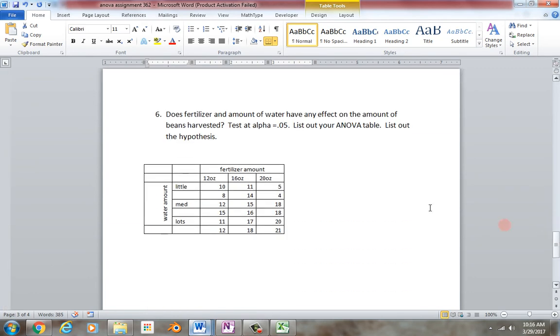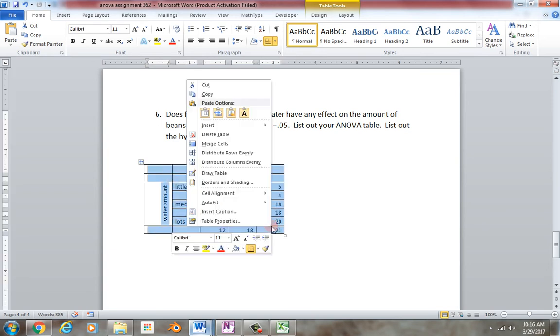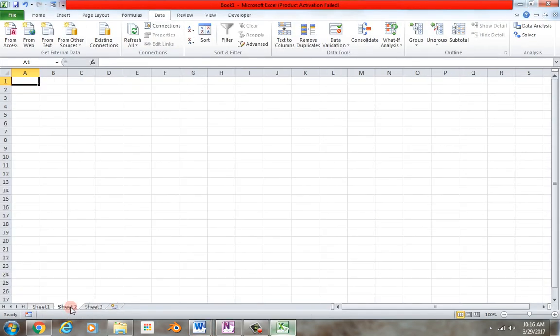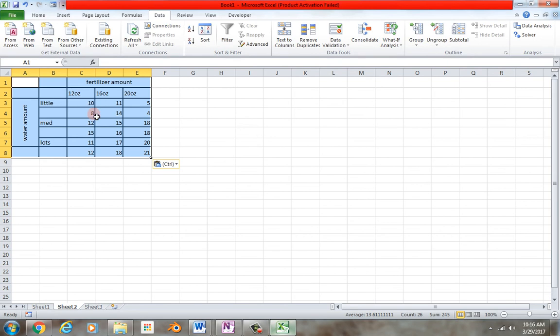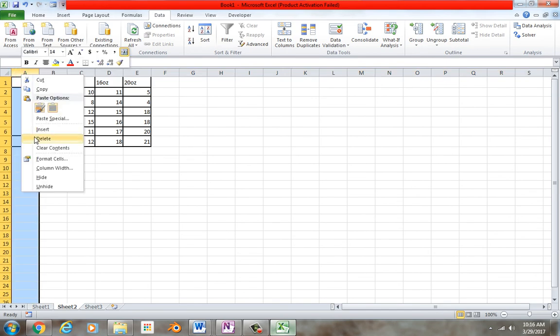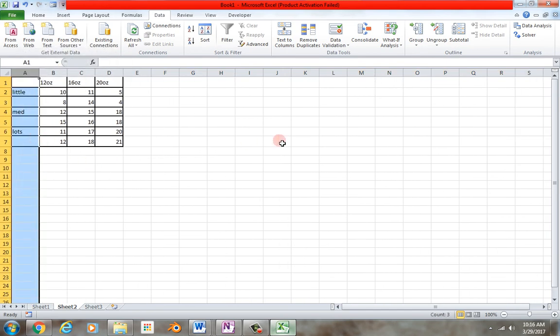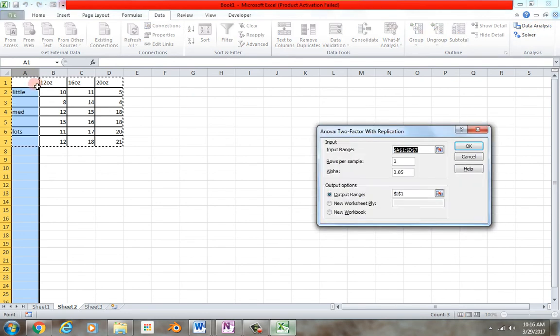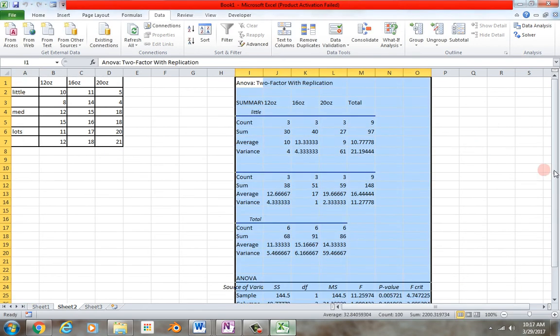All right, here we go. Here's another one here. Does fertilizer and water have anything to do with the amount of beans harvested? Probably. Let's find out. Now, I don't need this top amount, so I'm going to get rid of it. That's just how I put it in there so kids can see how it was set up. This is what you need to highlight when you do it in Excel. And I highlight that data, and it's already highlighted for me. That's handy. And voila, there it is.